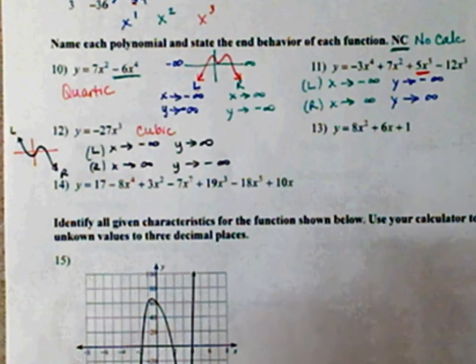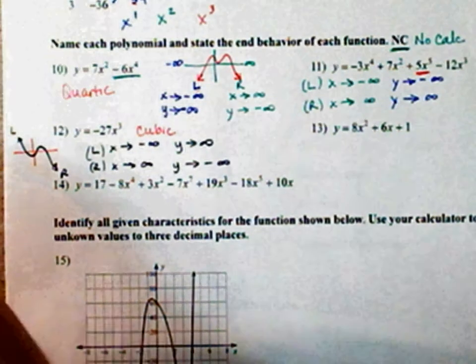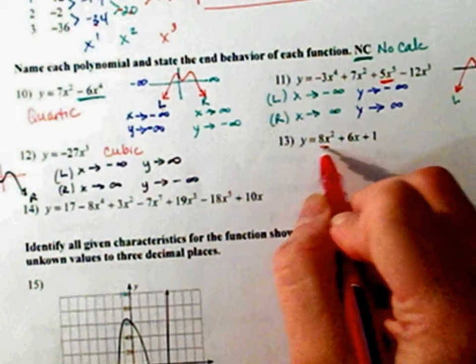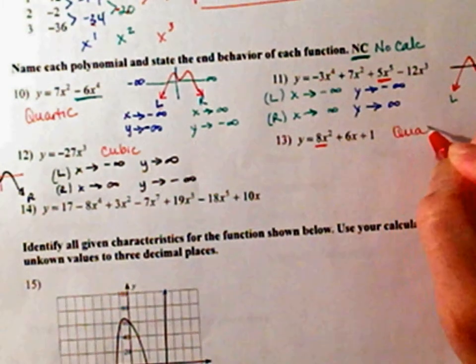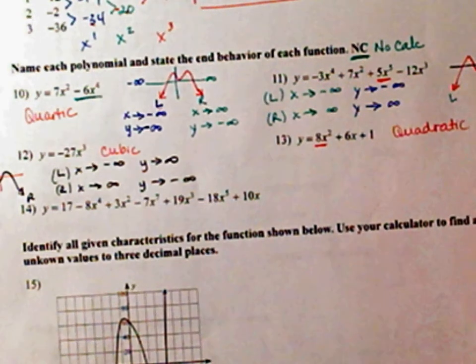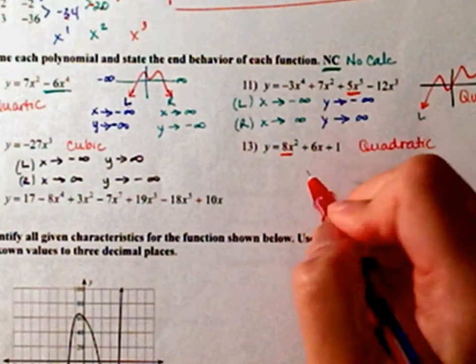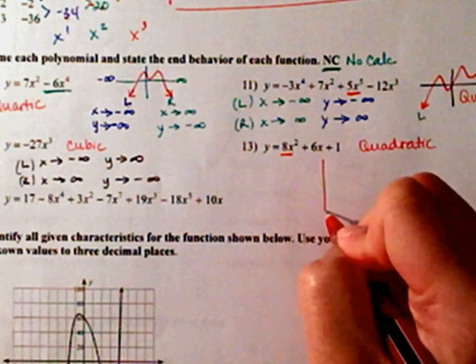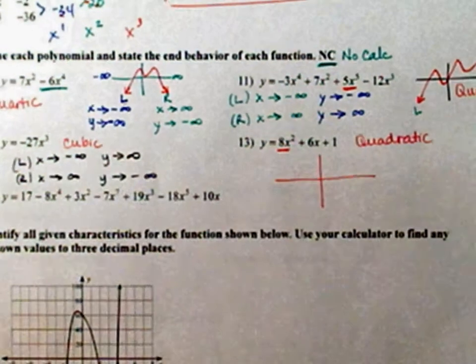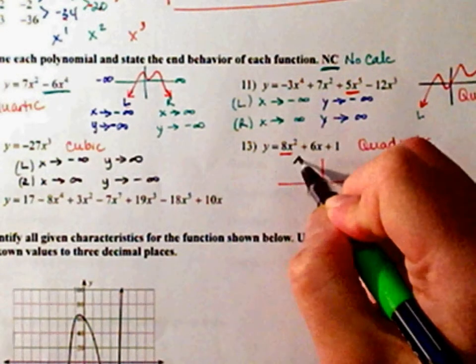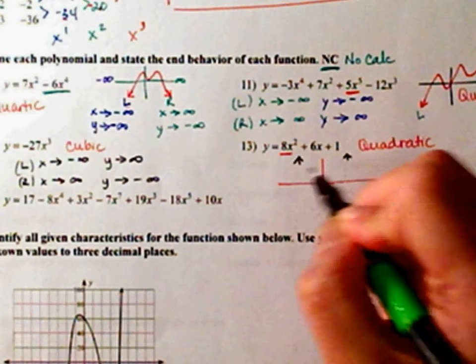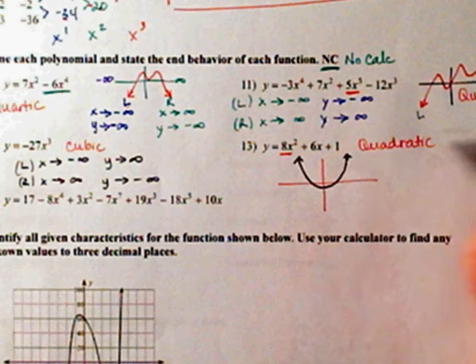Number 13, highest degree is this one right here. Highest degree is a 2, that is a quadratic, all right? So, let's make a sketch of the graph. What's it going to look like? Well, it's positive. It's an even number. It's going to start here, it's going to end the same place. Sketch of the graph, okay?